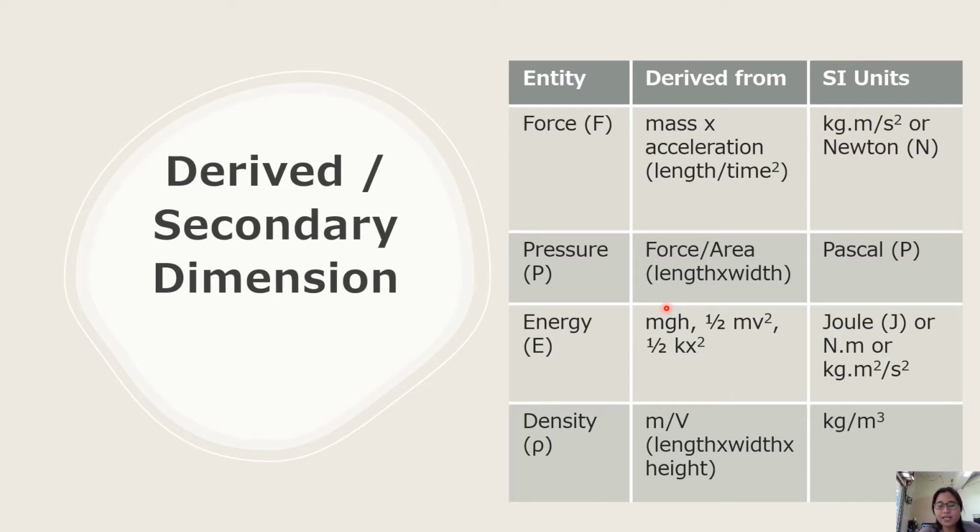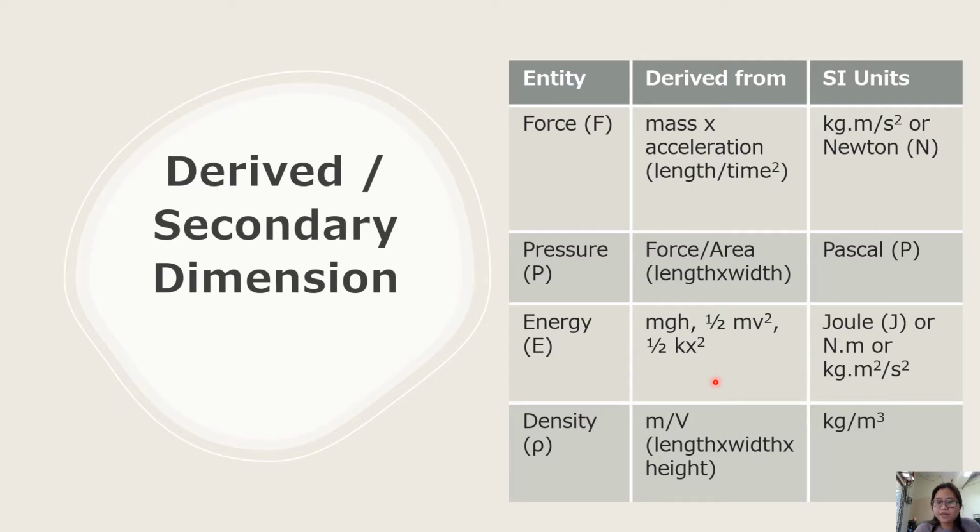For the energy, since energy has many forms, say for instance, we have the potential energy given by mass times gravity times the height. So mass is a fundamental quantity. G is an acceleration, which is derived from length and time. And the height is a fundamental dimension through length. Another example is the kinetic energy. So kinetic energy is given by 1/2 mv squared. And velocity is derived from distance over time. Distance is a type of length.